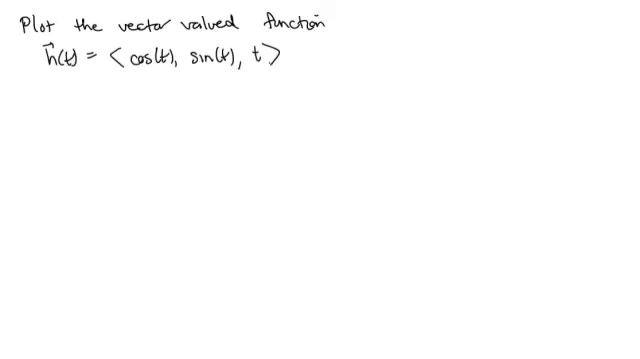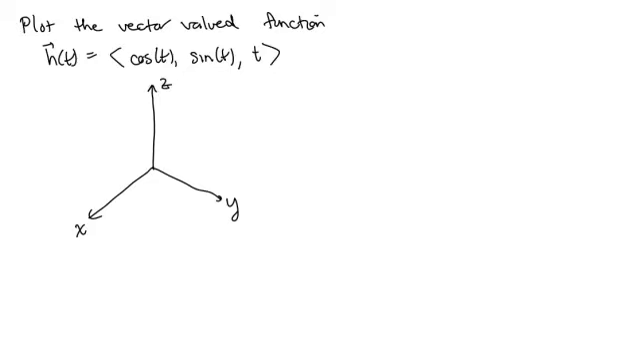Let's try another example. Plot the vector-valued function h of t equals cosine t, sine t, t. Now, this is actually going to be pretty hard right here, because our ability to draw in R3 is pretty restrictive. We could try plugging in individual points right here.